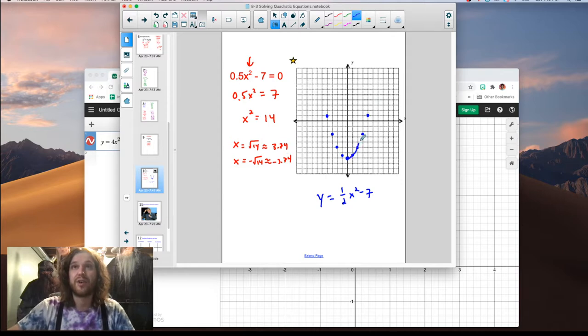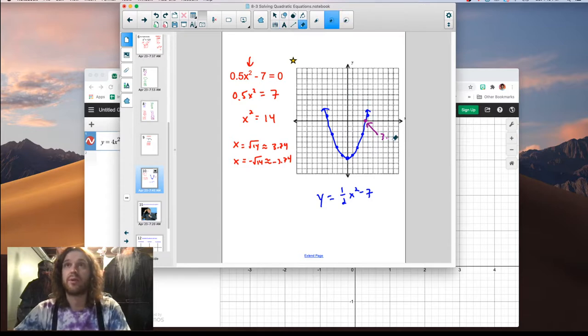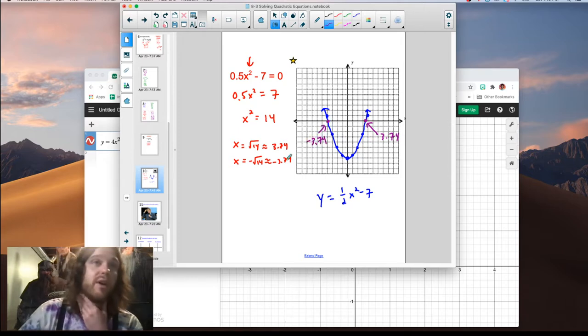You can see as this curves up and heads off into these really large numbers on the y-axis, we can see that our graph crosses just before 4. That's where our solutions would be right here. There is our 3.74. That does not look like 3.74. There's our 3.74 and our negative 3.74, and it would look better if I was better at graphing.